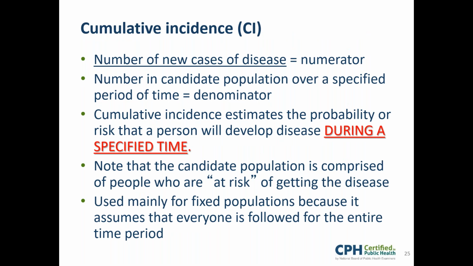Cumulative incidence is the number of new cases of disease, which will be the numerator, in the candidate population over a specified period of time, which would be the denominator. So cumulative incidence estimates the probability or the risk that a person will develop disease during a specified time. Note that the candidate population is comprised of people who are at risk of getting the disease. So again, these cannot be individuals who already have it or are not at risk to get it. It's used mainly for fixed populations because it assumes that everyone is followed for the entire time period.